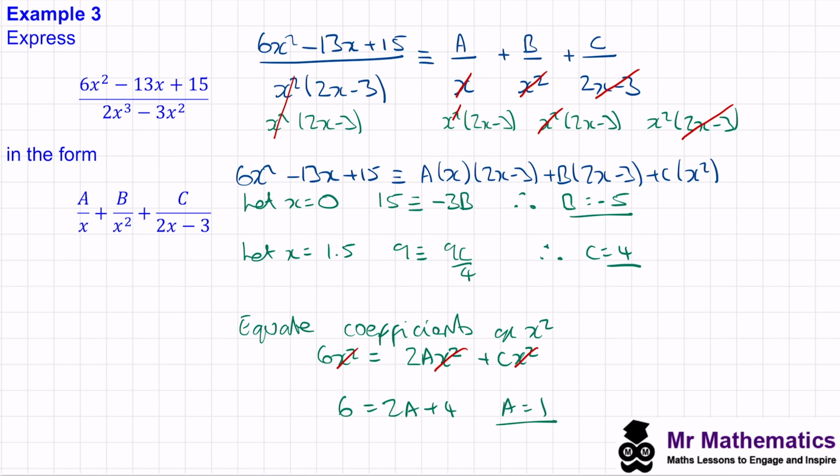So in partial fraction form, we've got 1 over x minus 5 over x squared plus 4 over 2x minus 3.